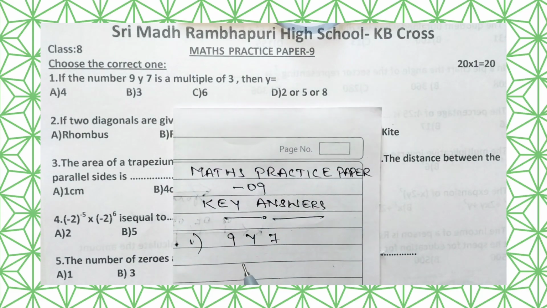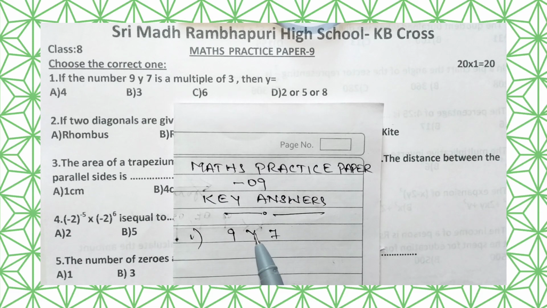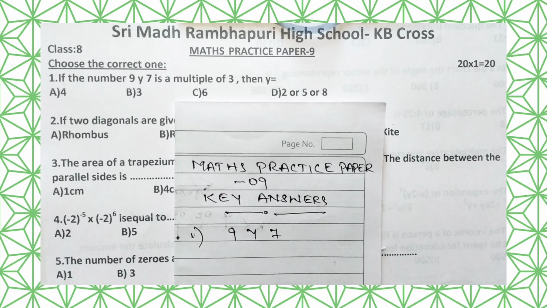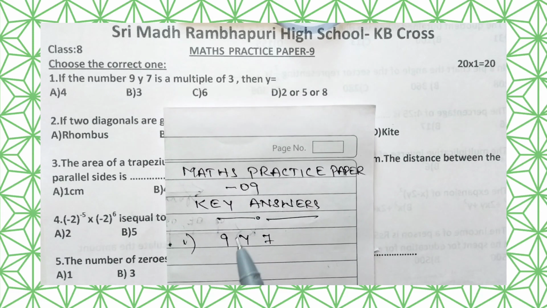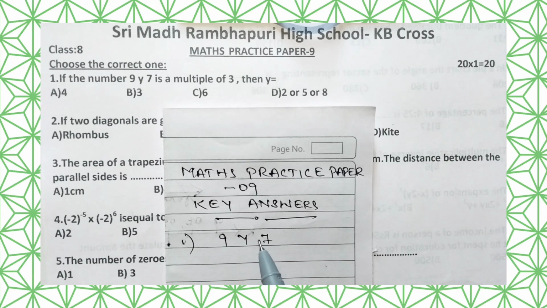If we put 6, 9 + 6 is 15, 15 + 7 is 21. So you can write as 21. 21 is a multiple of 3. So option C, 9 + 6 is 15, 15 + 7 is 22. Sorry, not 21, it is 22. So 22 is not a multiple of 3.